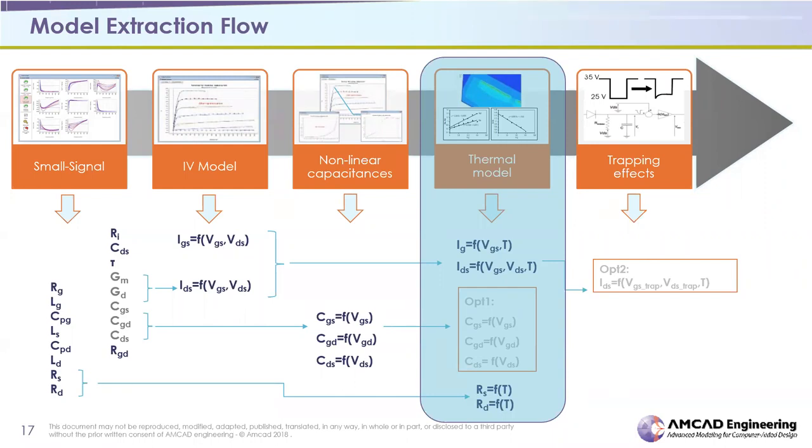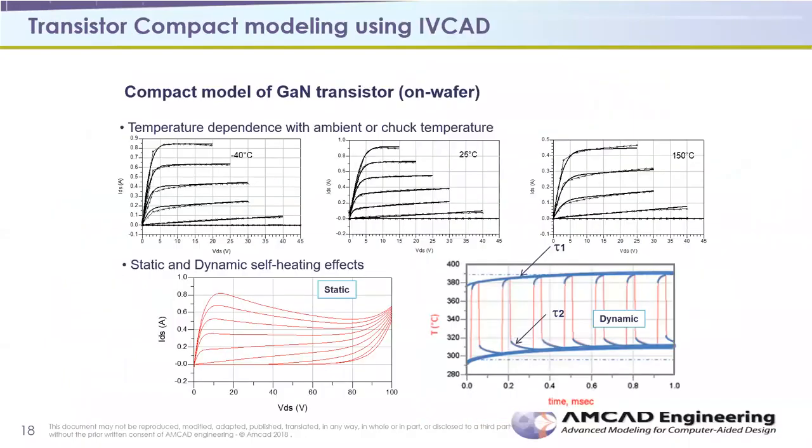Now, going back to the source, we need to take into account the thermal conditions as well. For that, we take our measurements at different chuck temperatures, like in this case, -40, 25, 150. And we also take the measurements in static to be able to see the variation of the current with the temperature, or the self-heating of the device.